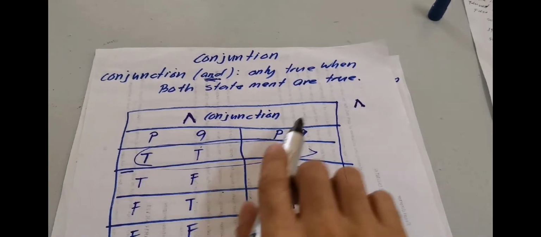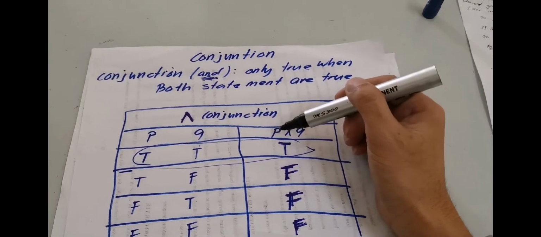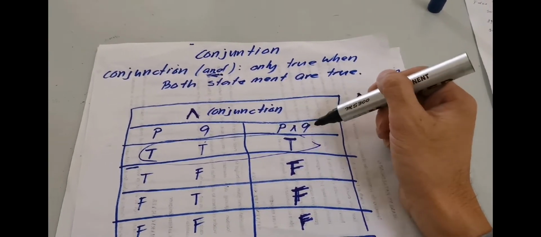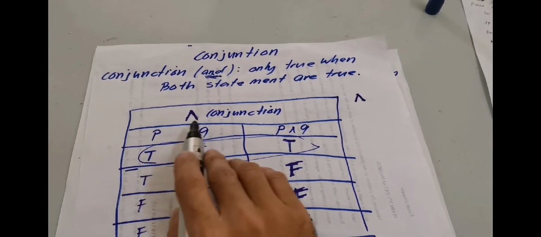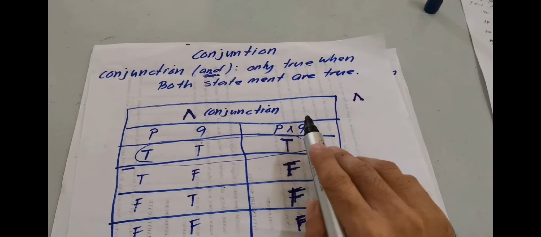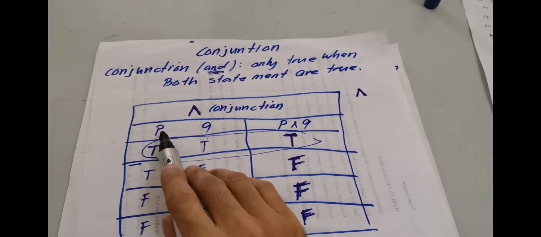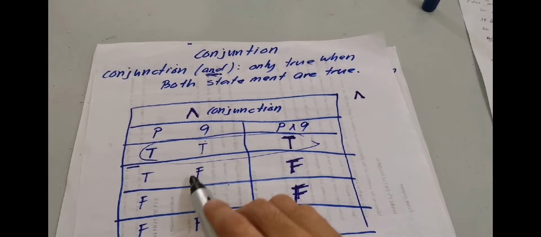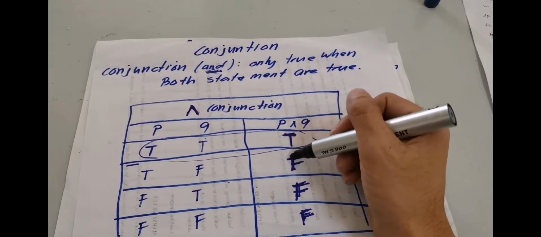So we have the three statements here, the statement P, statement Q, and the statement P and Q. So in the first row, the statement P is true, and the statement Q is true. Therefore, the statement P and Q is true. In the second row, the statement P is true, and the statement Q is false. Therefore, the statement P and Q is false.